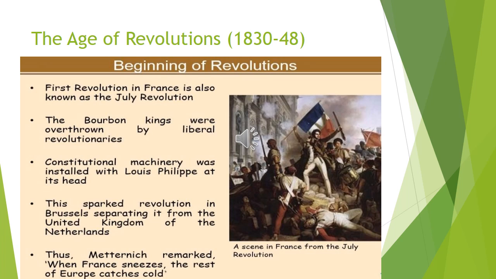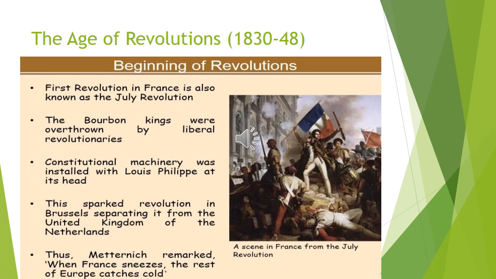The first upheaval took place in France in July 1830, also known as the July Revolution. The Bourbon kings, who had been restored to power in France after the Vienna Congress of 1815, were now overthrown by the liberal revolutionaries, who installed a constitutional monarchy with Louis Philippe at its head, which means that the kings were no more effective rulers and that their powers were limited or curtailed by a constitution.